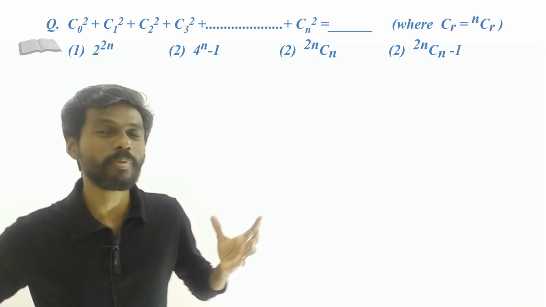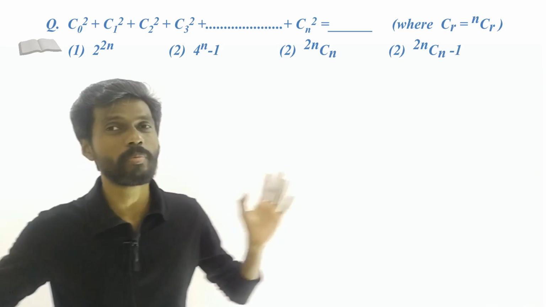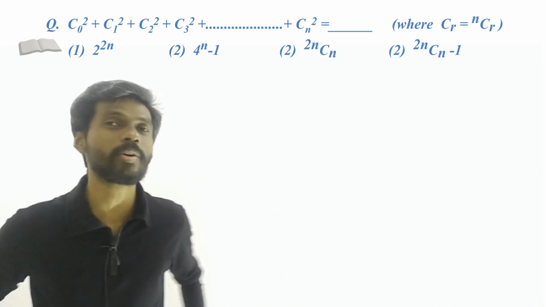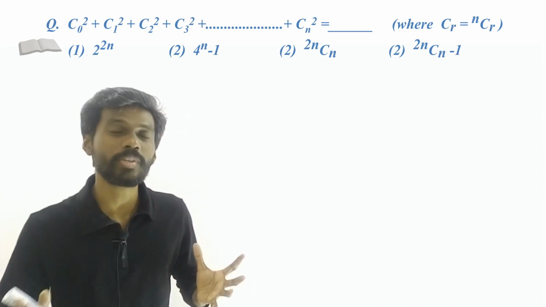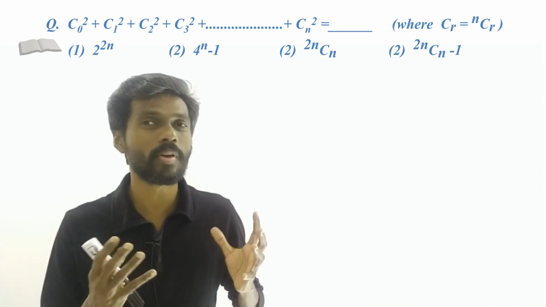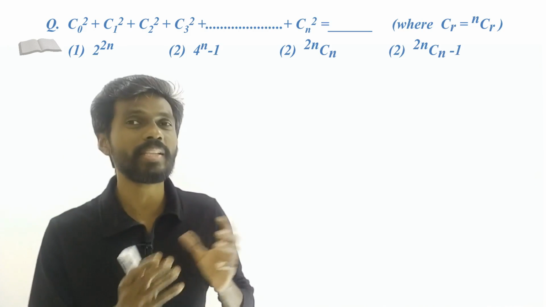We already know the formula for the sum of binomial coefficients: nC0 plus nC1 plus nC2 up to nCn has the value 2 to the power n. Here we have the squares of the binomial coefficients. We have also seen many combinations, like binomial coefficients combined with an arithmetic progression, and similarly geometric progression, harmonic progression.